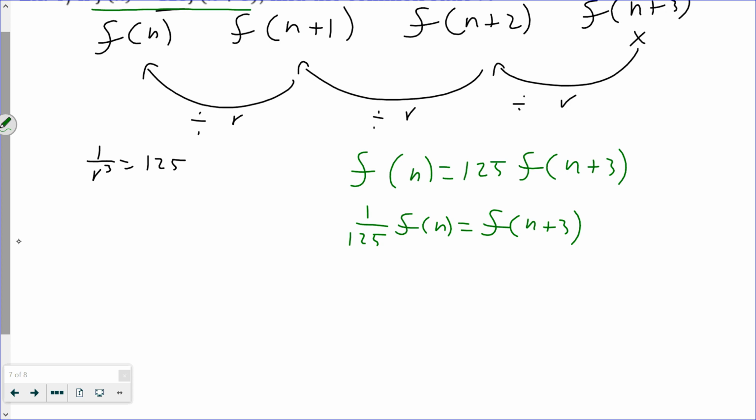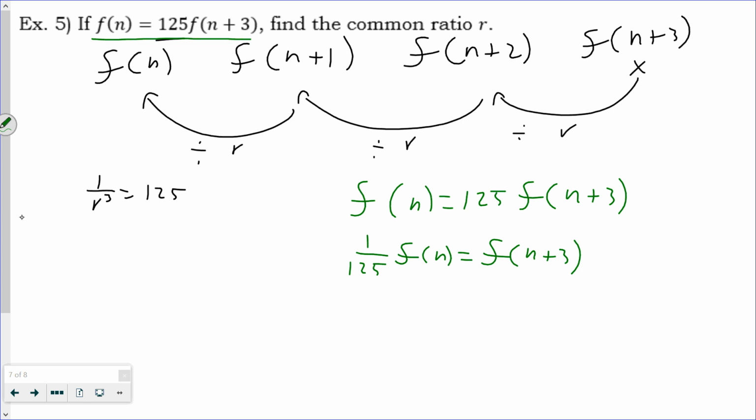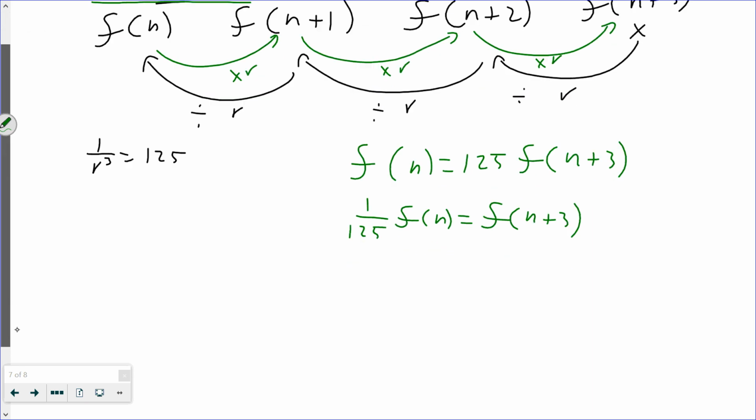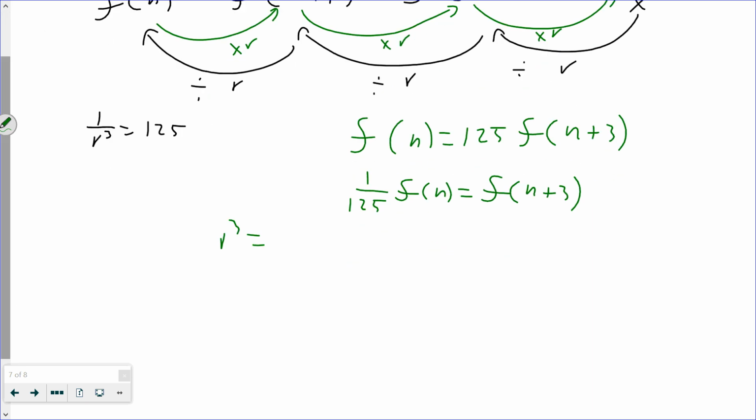So if you look at it the other way, you go from f of n to f of n plus 3, we went over by r 3 times, right? So you multiply f of n by r 3 times to get f of n plus 3. So r cubed equals 1 over 125. Does that make sense, Thomas? Are you okay with this, or not making much sense?